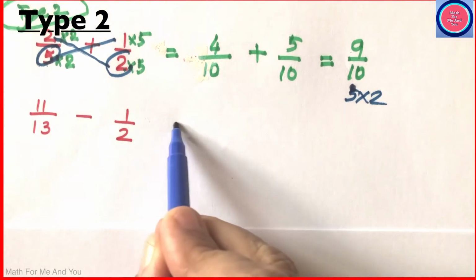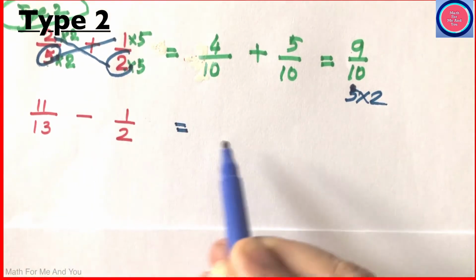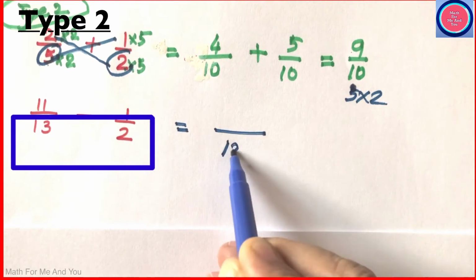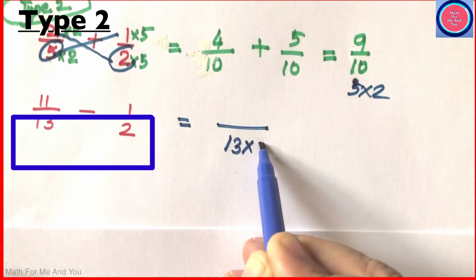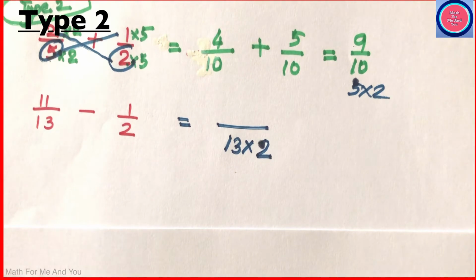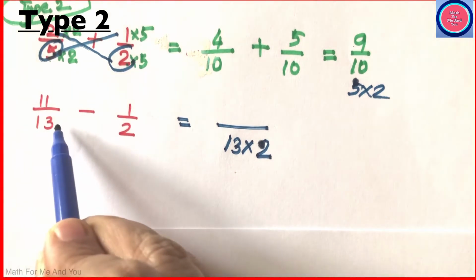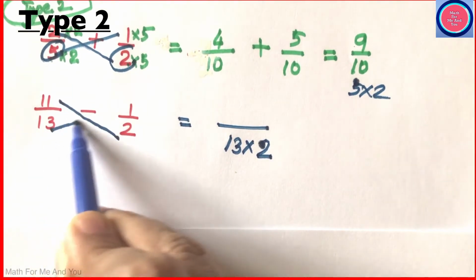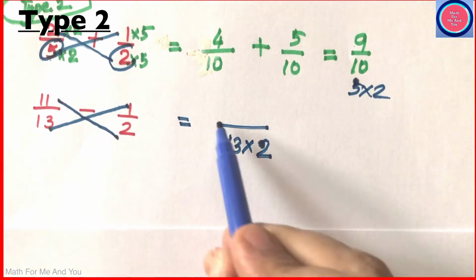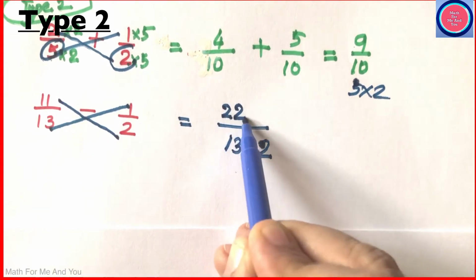Okay, first we will write the denominator. What is that? 13 times 2. To get the numerator, we cross multiply. Start with 11. 11 cross multiply with 2, 11 times 2. Then 13 times 1. 11 times 2 is 22.